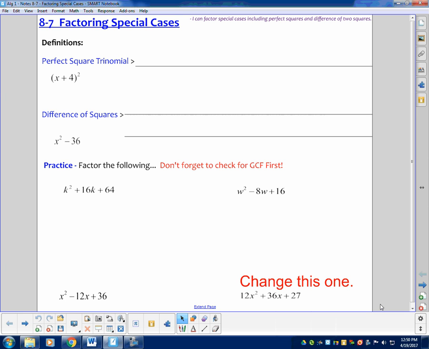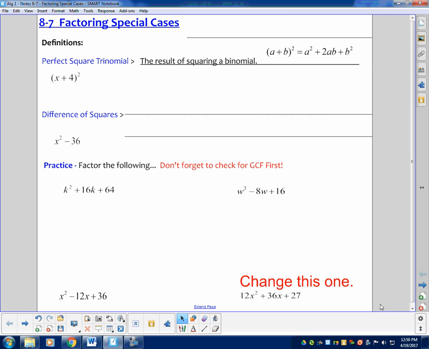Right. So a perfect square trinomial. Here's what a perfect square trinomial is. It's a trinomial that's made up of two factors that are exactly the same. It's the result of squaring a binomial. I'll show you what I mean in just a minute.